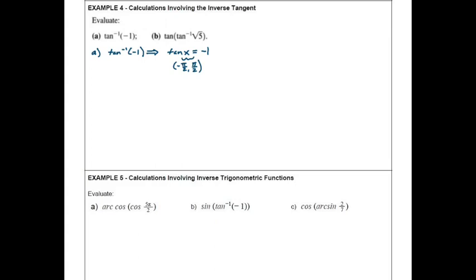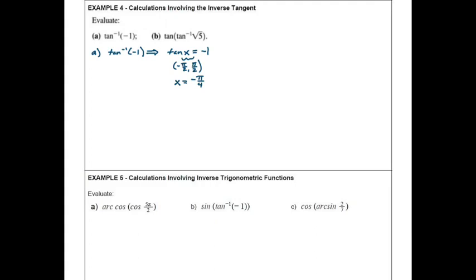So tangent is negative in quadrants 2 and 4. So I'm going to be looking in quadrant 4, but I need an angle in quadrant 4 that is between negative pi over 2 and pi over 2, which means if I want to find that angle, I would have to start at 0 and rotate backwards to where 7 pi over 4 is, but I'm going in a negative direction. That's rotating negative pi over 4. So the angle for which tangent is negative 1 that's in quadrant 4 is negative pi over 4, because that has to be between negative pi over 2 and pi over 2.